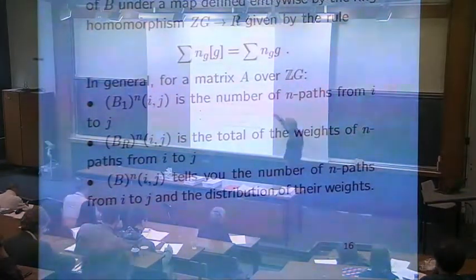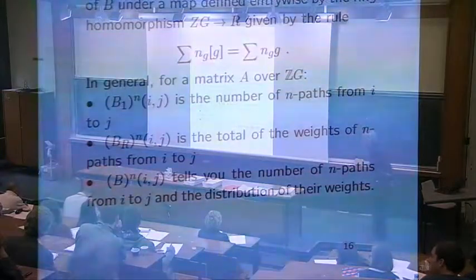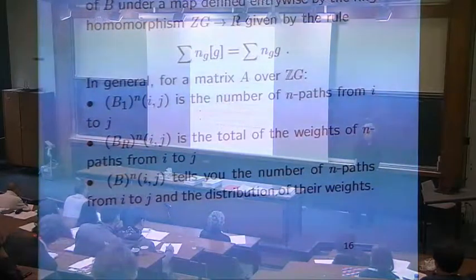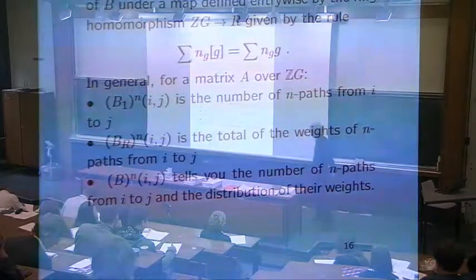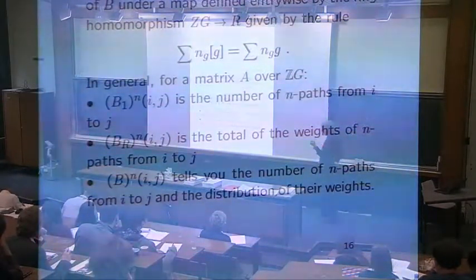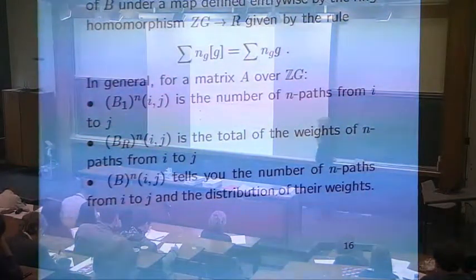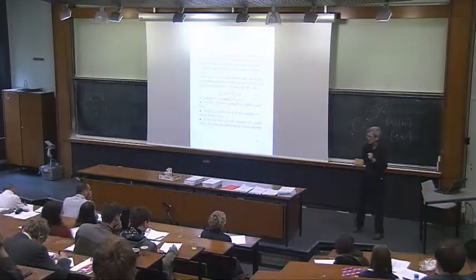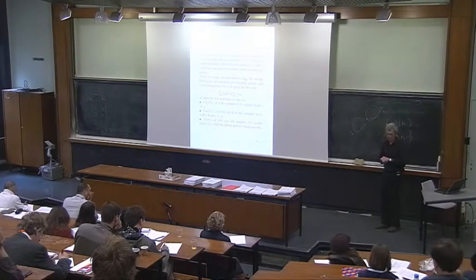On the other hand, if we take the map described into the ring and we look at the nth power of the matrix, which is the image under that map, then we get the total of the weights of the paths of length n from i to j. And if we just stay with our matrix B, then this matrix will encode the number, for every n, every i, and every j, B to the n of ij will be encoding the number of paths of length n from i to j and the distribution of their weights. Okay, so this is the elementary algebraic device which keeps track of everything.